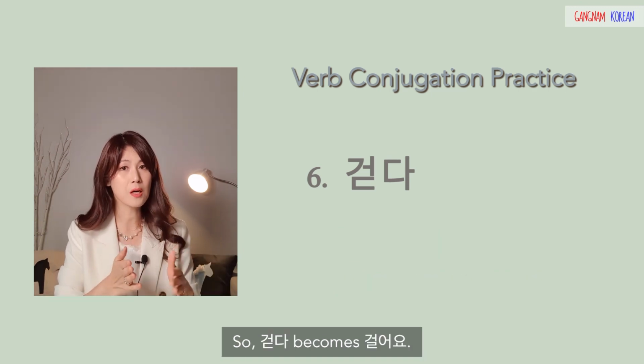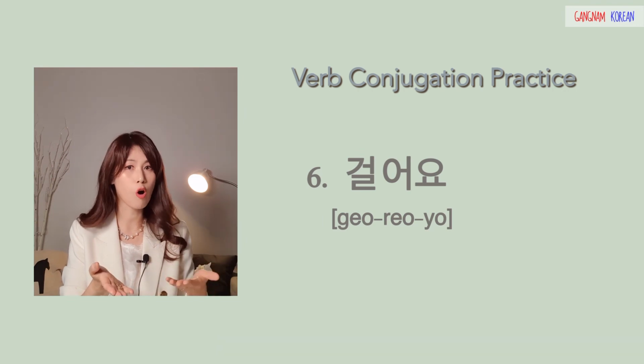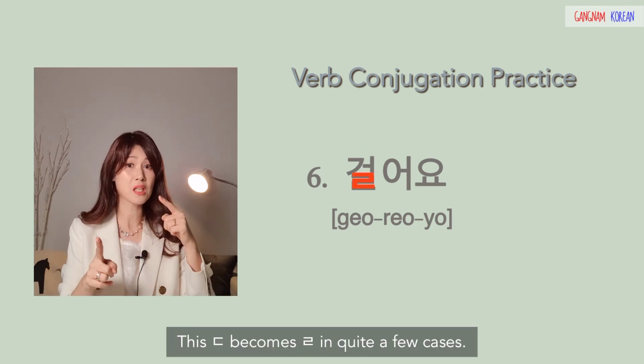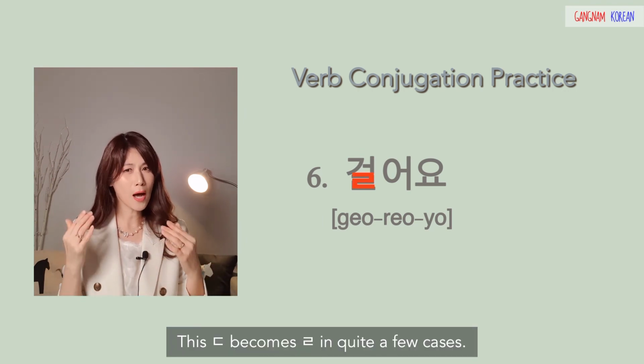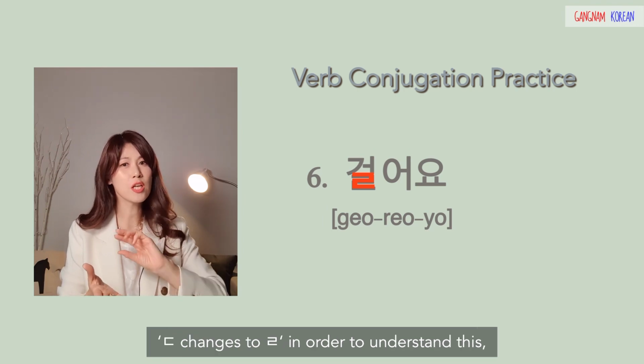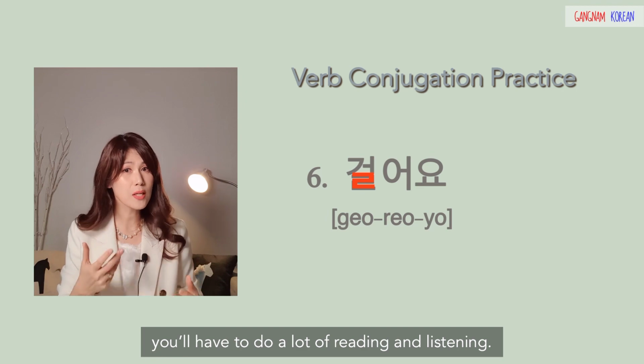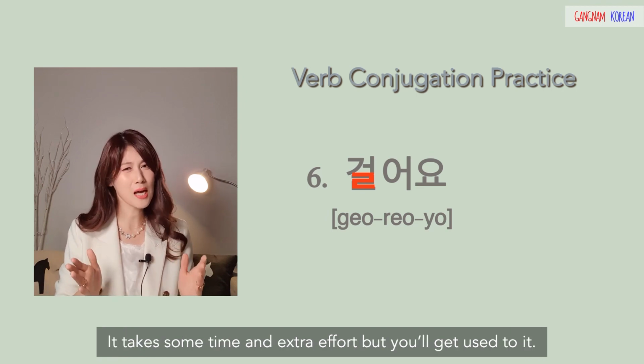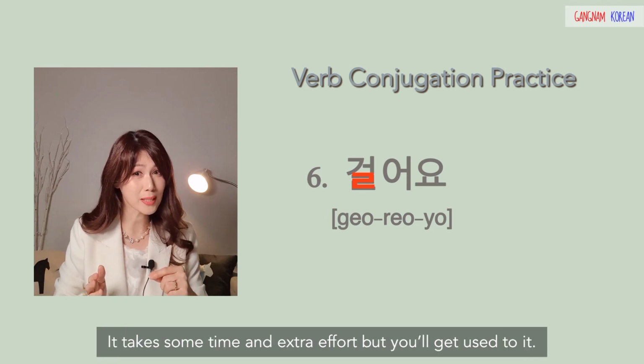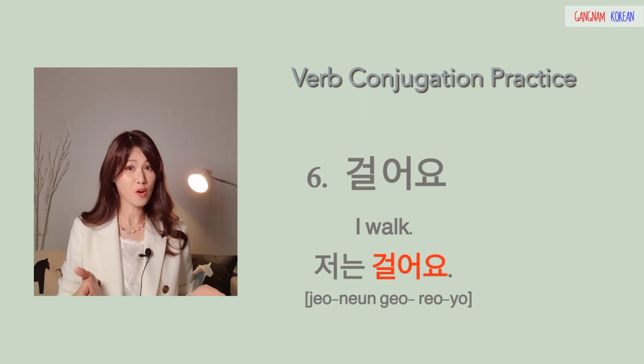So 걷다 becomes 걸어요. So this 디귿 becomes 리을 in quite a few cases. 디귿 changes to 리을. In order to understand this, you will have to do a lot of reading and listening, okay? It takes some time and extra effort, but you'll get used to it. So I walk, 저는 걸어요.